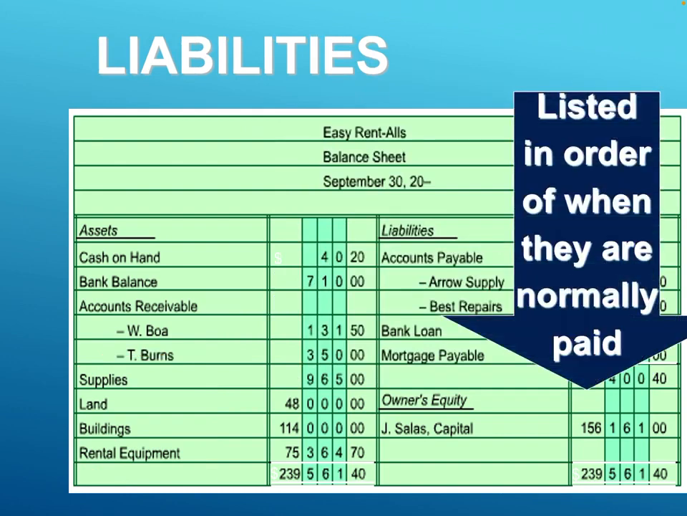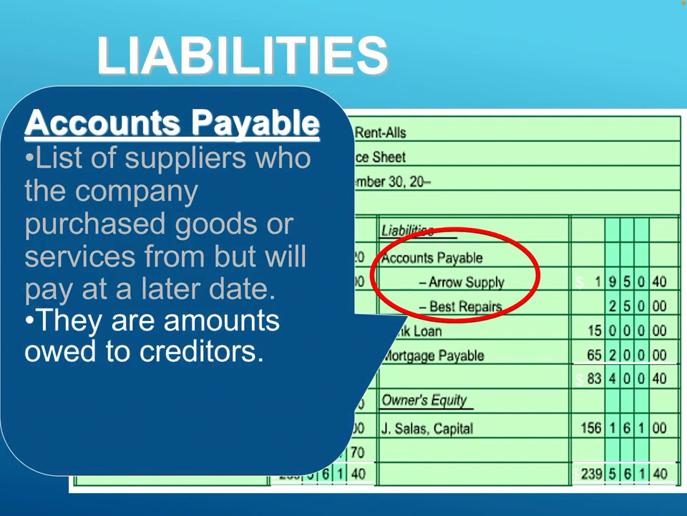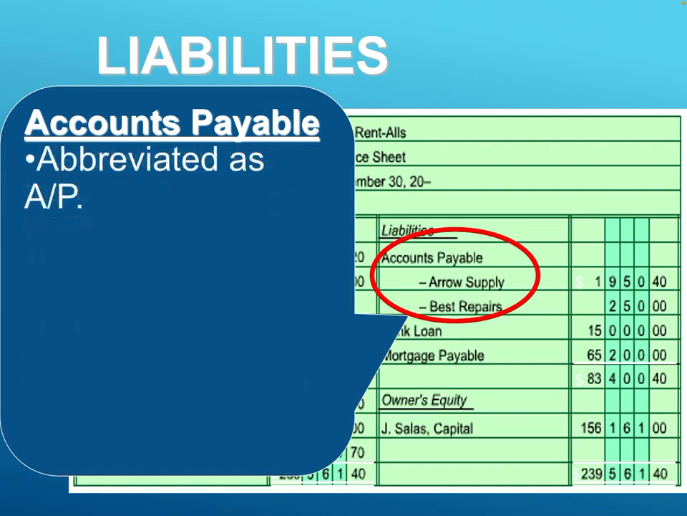Okay. So now let's go over liabilities. They are listed in order of when they are normally paid. So we had liquidity for assets, and for liabilities, we're listing them in order of when they normally get paid. Accounts payable is a list of suppliers who the company purchased goods or services from but will pay at a later date. They are put in alphabetical order as well by name of company. They are the amounts owed to creditors. Creditors are basically people or businesses you owe money to. Debtors are people who owe you money, which is an asset. This is who you owe money to. It's a creditor.